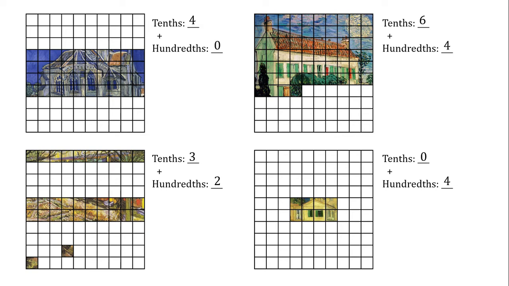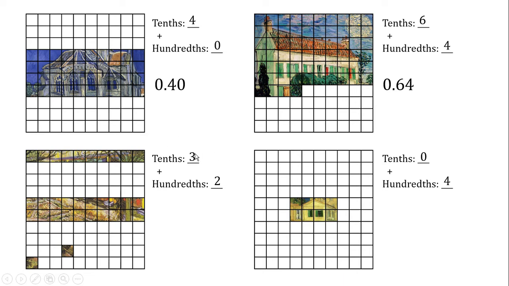Okay, welcome back. Let's try it. So, in the top left, we've got 4/10 and 0 hundredths. So when you write that out, it's going to be 4/10 and 0 hundredths. See how the 4 is in the tenths place and the 0 is in the hundredths place. Next on the top right, we have 6/10 and 4 hundredths. So when we write it, it's going to be 6/10 and 4 hundredths. And again, the 6 is in the tenths place, the 4 is in the hundredths place.